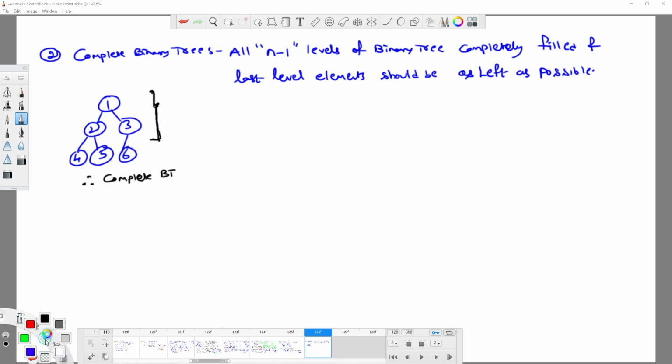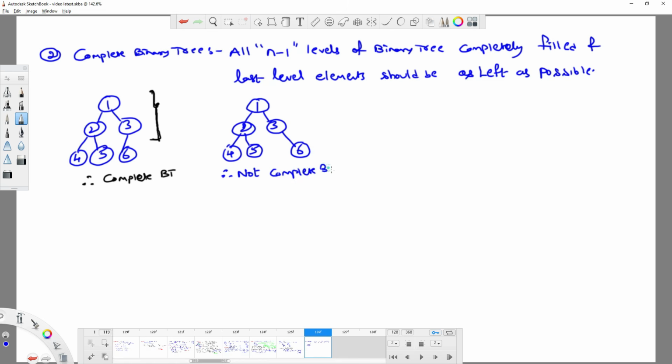So for example, if I say the same structure 1, 2, 3, 4, 5 and 6, is it a complete binary tree? No, it is not a complete binary tree. Why am I saying it is not? The last level elements should be as left as possible. But if you observe here, there is some gap between the elements. So we won't call it a complete binary tree.